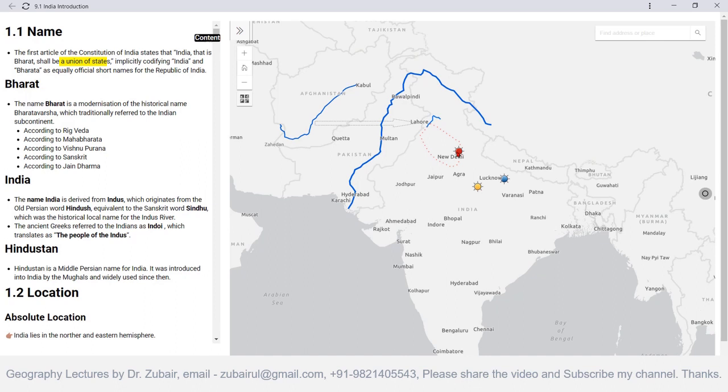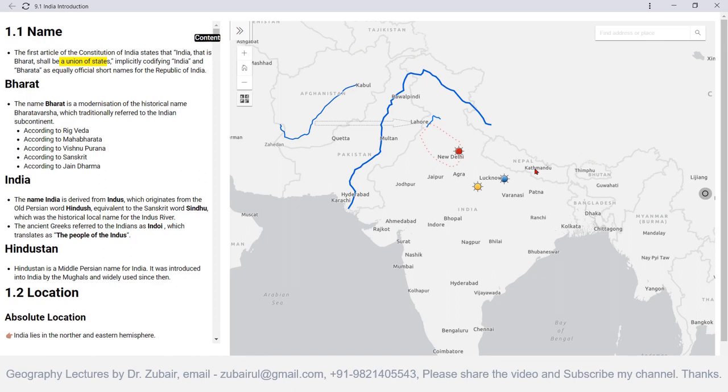According to the Mahabharata, there is a place named Hastinapur. In Hastinapur, there was a great king. The name was Bharat. He was the son of King Dushyant and Queen Shakuntala. So on his name, the name is Bharat.